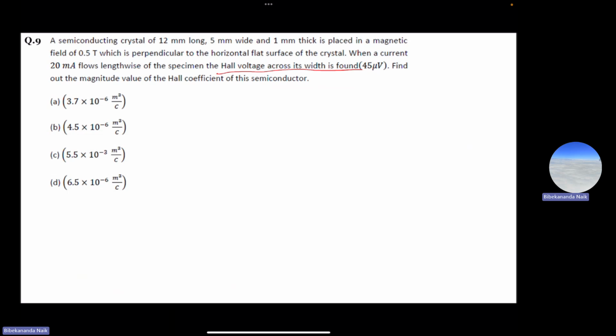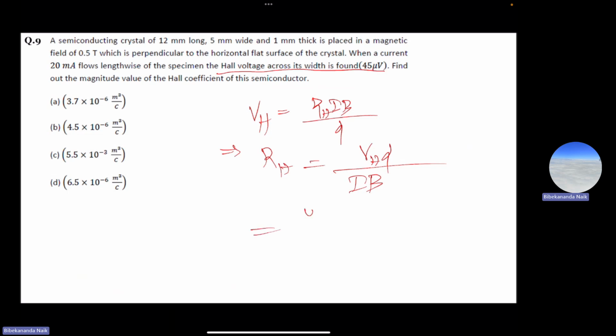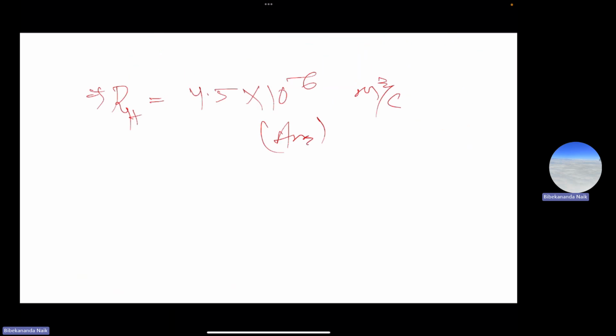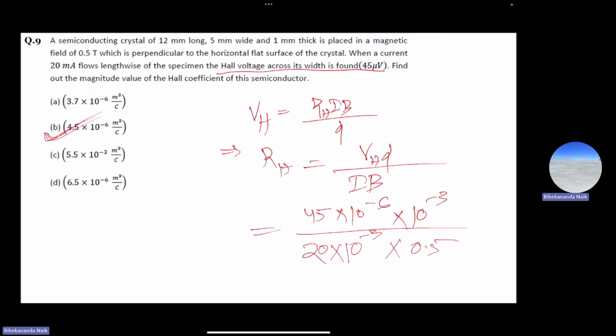So if we solve it, we know the Hall voltage VH is given by RH I B divided by d. So RH will be VH d divided by I B. VH is 45 into 10 to the power minus 6, d is 1 mm, 10 to the power minus 3 meter. Then I is 20 milliampere, 20 into 10 to the power minus 3, and the magnetic field is 0.5 Tesla. The value of RH will be 4.5 into 10 to the power minus 6 meter cube per coulomb. This is the correct answer. The correct option is option B, 4.5 into 10 to the power 6.